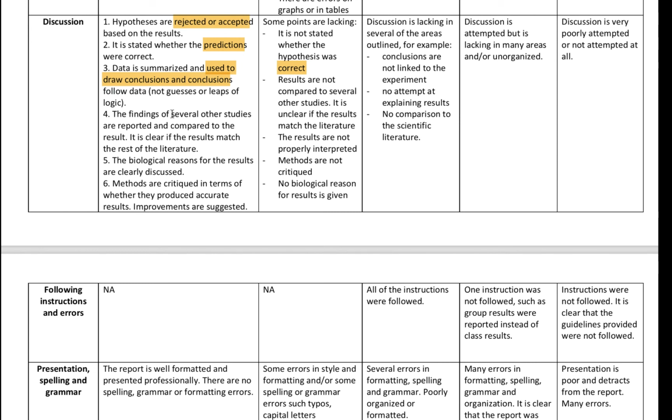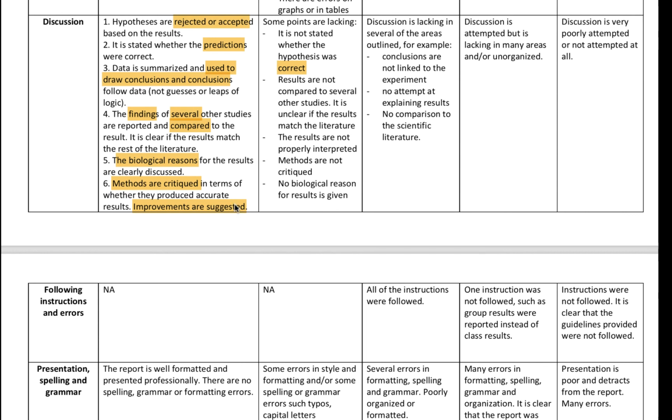I'm going to compare the findings. So what did other studies find of several other studies? And I'm going to compare my results with those. It's clear whether I found the same thing as other people generally or not. I'm going to find some kind of biological reason for my results, whether it's what I expected or not. And then I'm going to critique my methods. Maybe I thought our methods were just totally awesome. Fine, I'll be like, I don't think there are any issues with our methods. I can make improvements or suggestions for improvements, and that may be further studies, or it may be, if I was to do this again, this is what we would do.